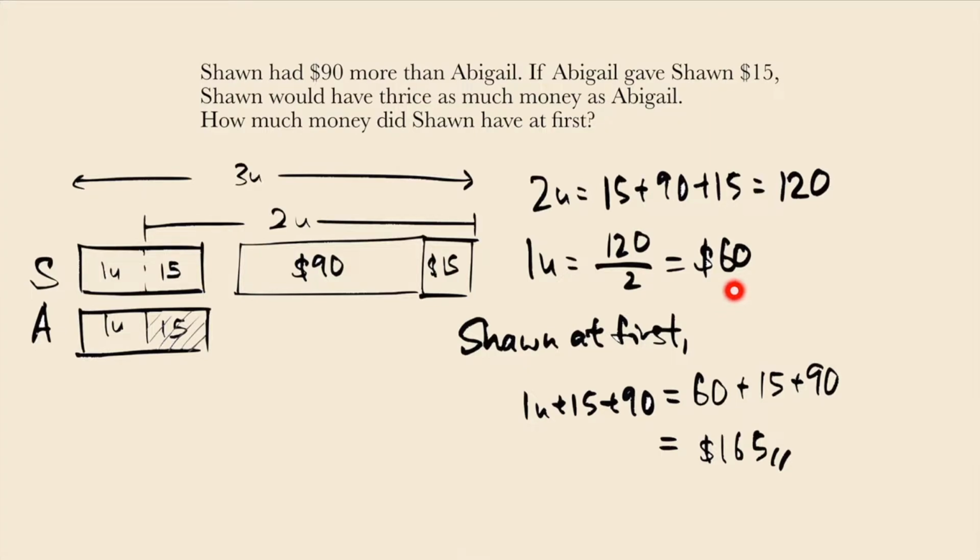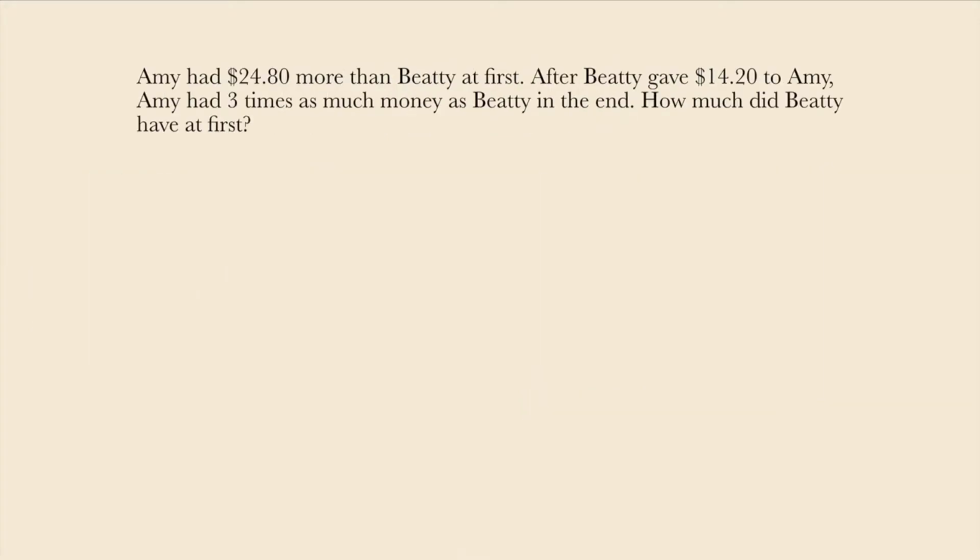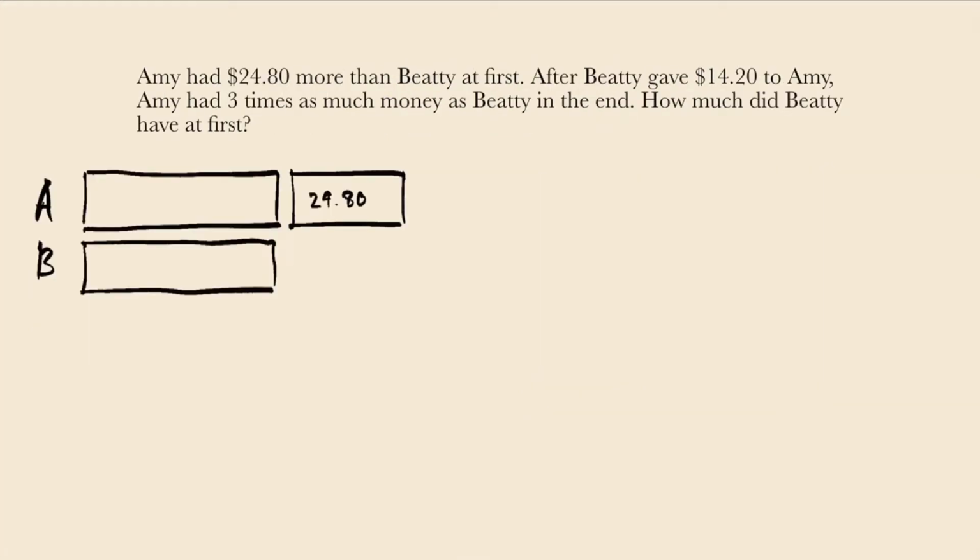Now, Sean at first, make sure you remember that this 15 here was not there at first. So we want to find out what's 1 unit plus 15 plus 90. So that gives me 60, which is 1 unit, plus 15 plus 90. $165.